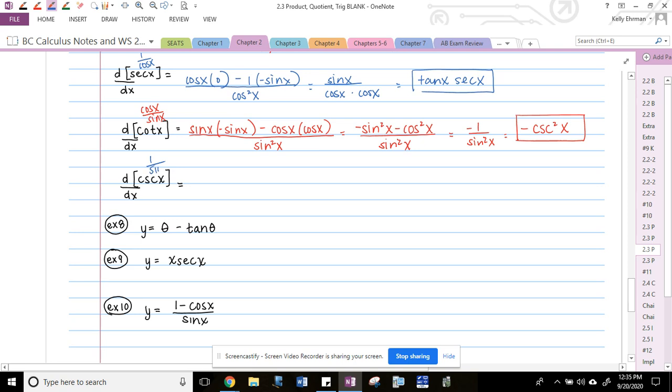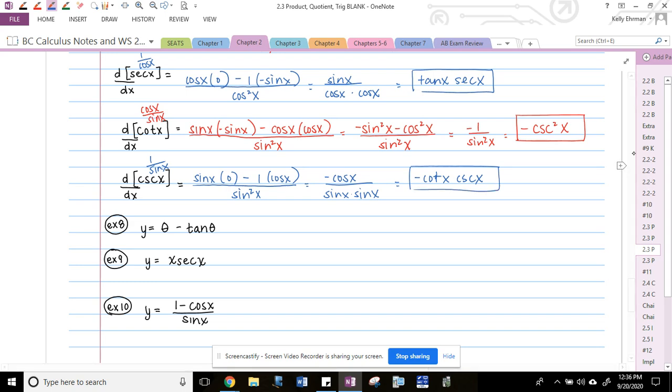Next one. Okay, cosecant is 1 over sine x. So low d high minus high d low all over low low. 0 minus, so this is negative cosine x. Let's do the same trick we did in the previous one. So expand out sine x and sine x so you can see this more clearly. Negative cosine x over sine x is negative cotangent x, and then 1 over sine x is cosecant x.